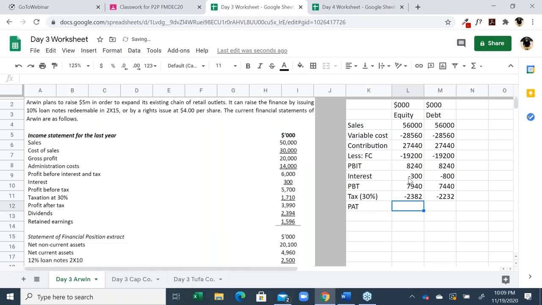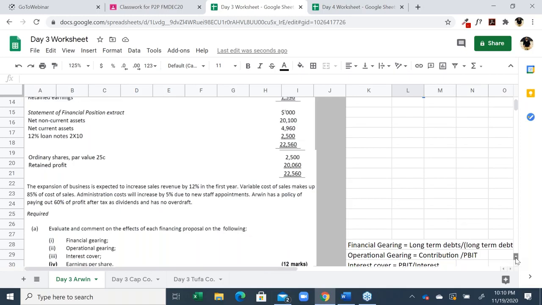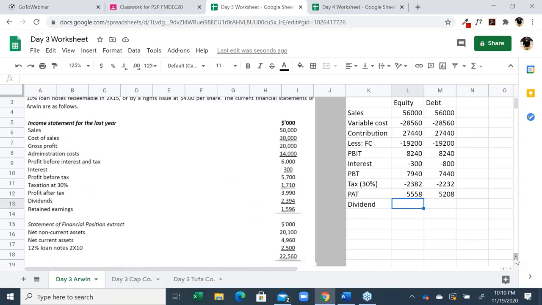Profit after tax will be PBT minus tax, that's PAT. Then comes dividend. How much dividend is the company paying? Do we have any dividend payout ratio? Yes, it's 60%. So the dividend payout ratio is 60% of the profit.